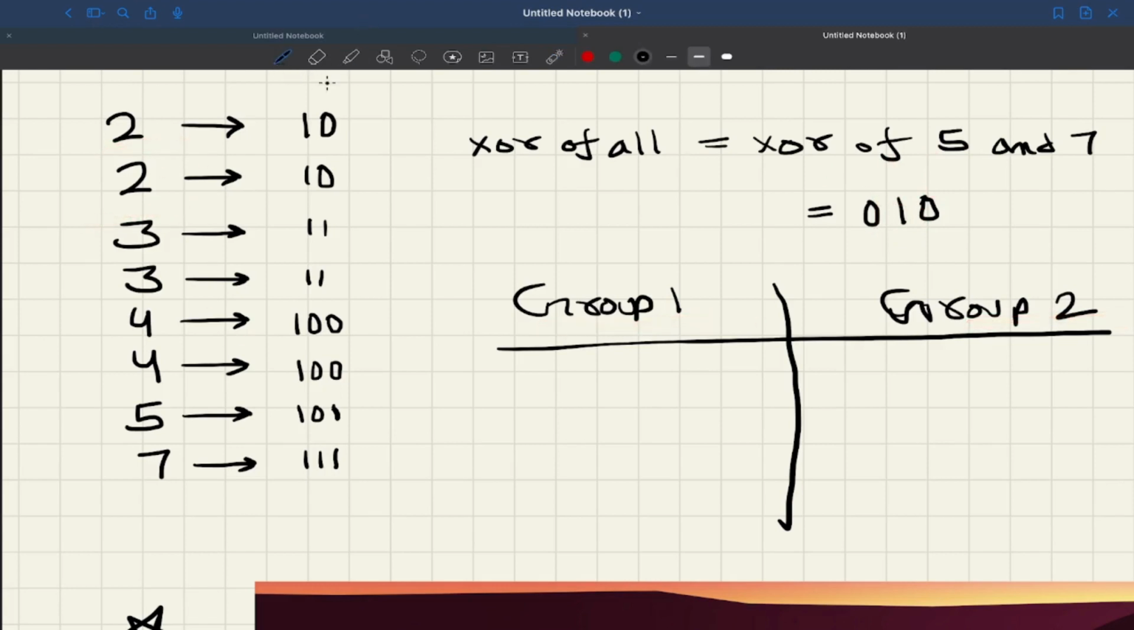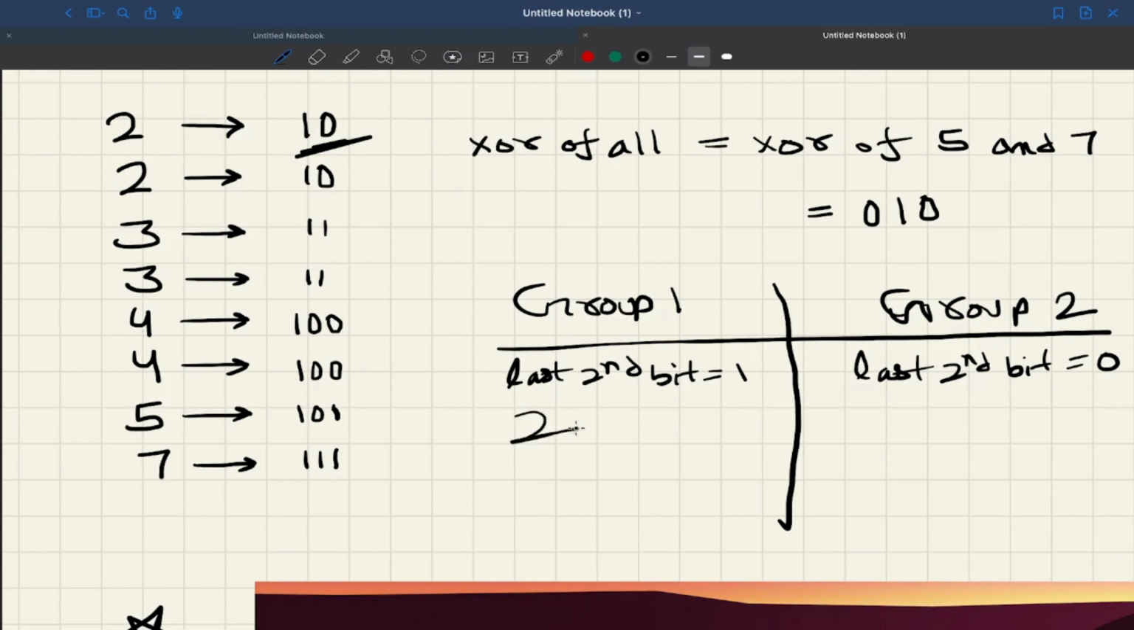Let's say group 1 is the group whose last second bit is equal to 1. In group 2, the last second bit is equal to 0. So let's see in which group you will put 2. Its last second bit is 1, so place 2 here. The second 2 will also come here. The last second bit of 3 is 1, so both 3 will end up here. The last second bit of 4 is 0, so it will end up in group 2.